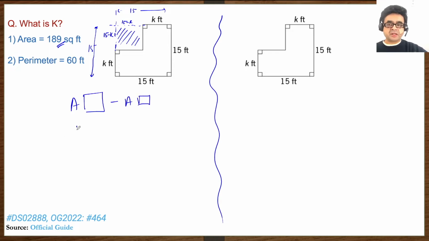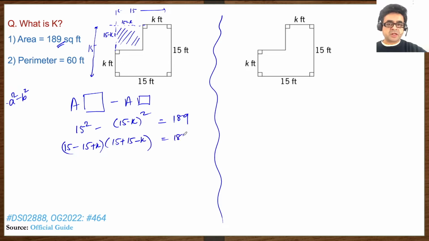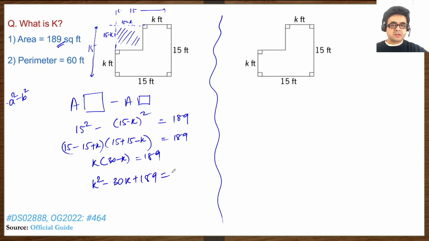Let me quickly write that down. That is 15 squared minus (15 minus k) squared, and I'm going to quickly apply a squared minus b squared to simplify this. That gives me (15 minus 15 plus k) multiplied by (15 plus 15 minus k) equals 189. This would give you k into (30 minus k) equals 189. When you solve it further, you will end up getting k squared minus 30k plus 189 equals 0.